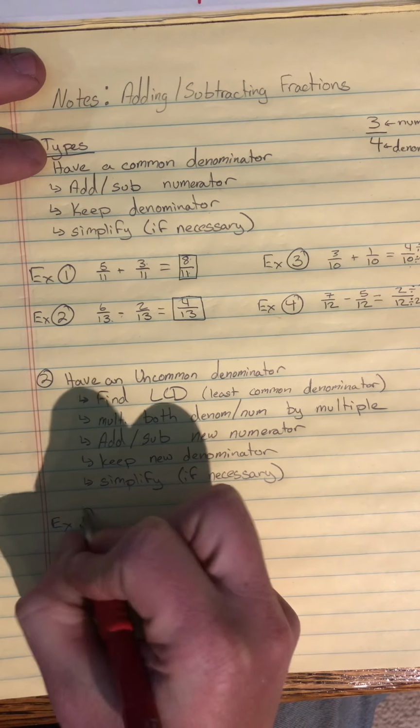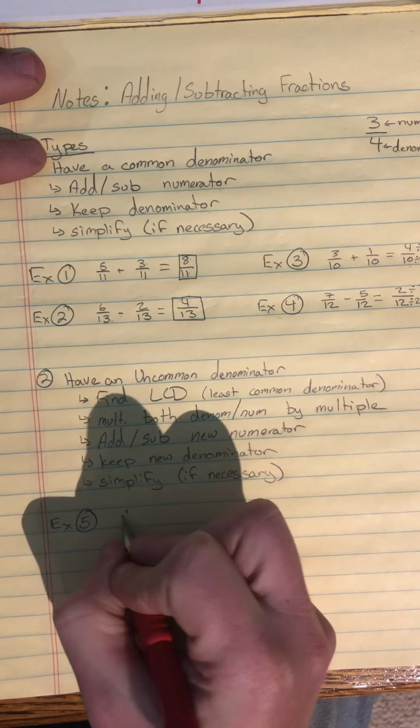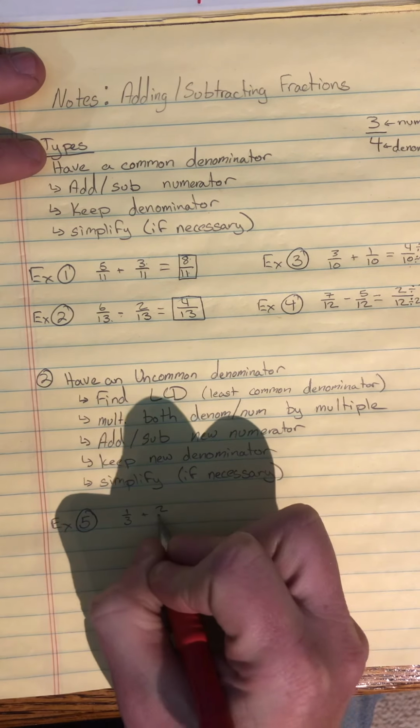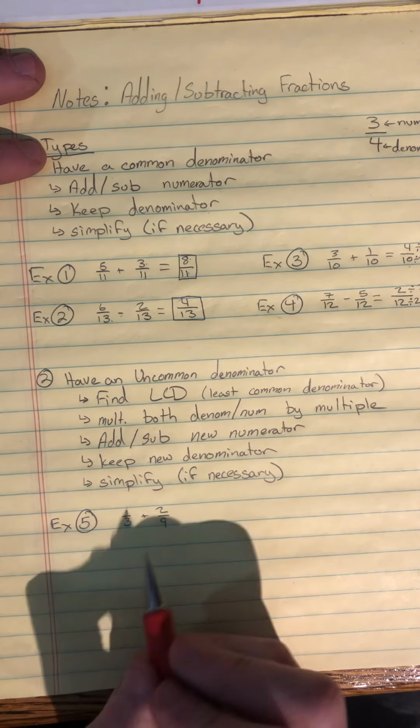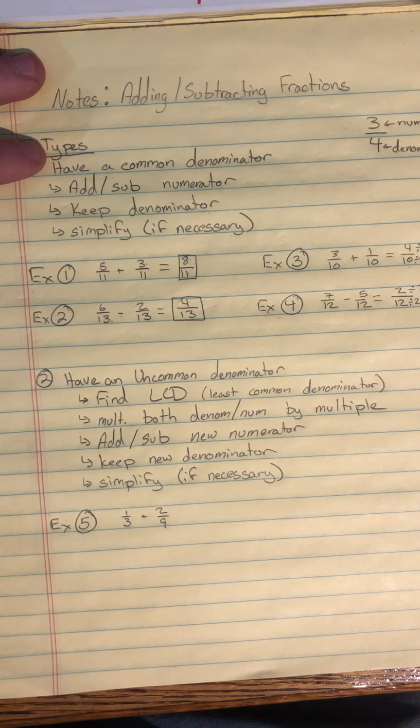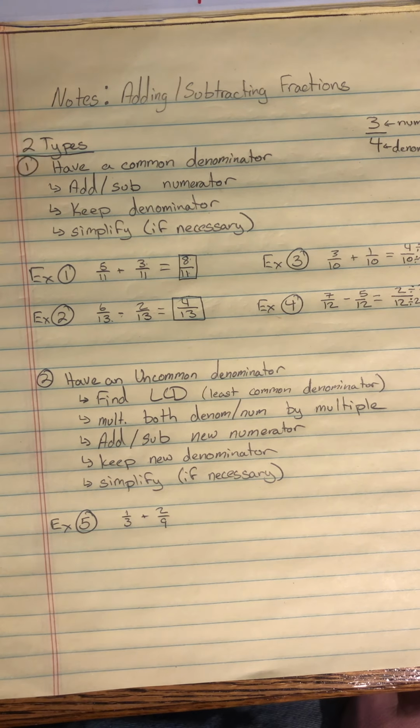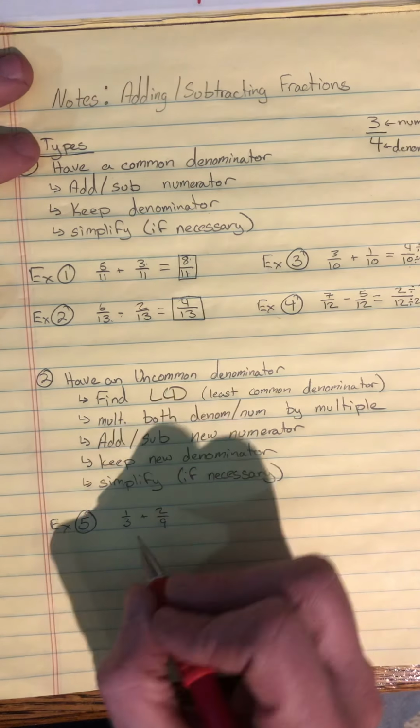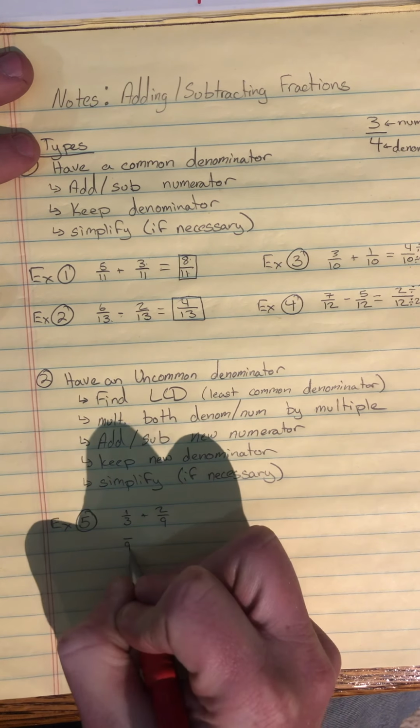So example 5. We have 1/3 plus 2/9. Our denominators are not the same, so we need to find the least common denominator. What we need to do is figure out what is a multiple that's the same between 3 and 9. Well, if we go through 3, 6, 9, 12. Okay, so those are 3. 9 is 9, 18. Hey, we hit one with 9. So our new denominator is going to be 9.